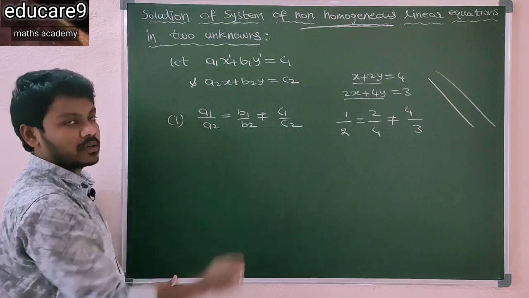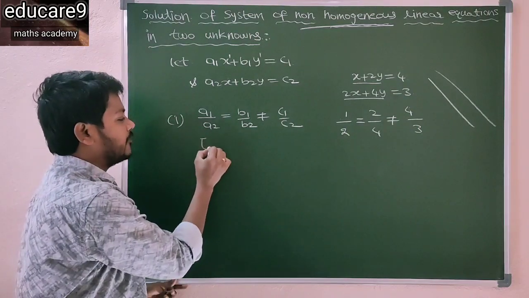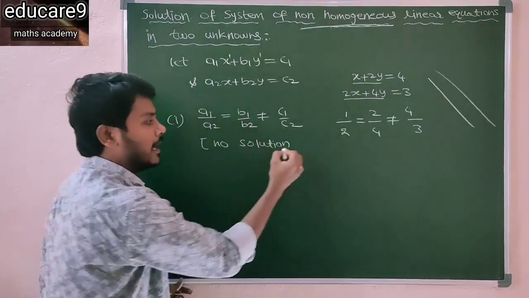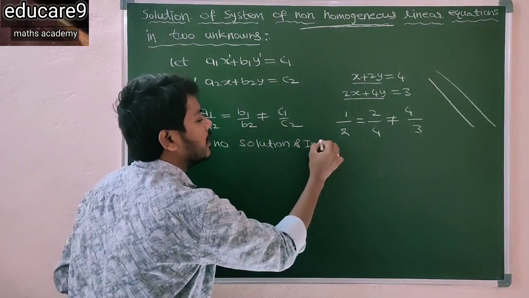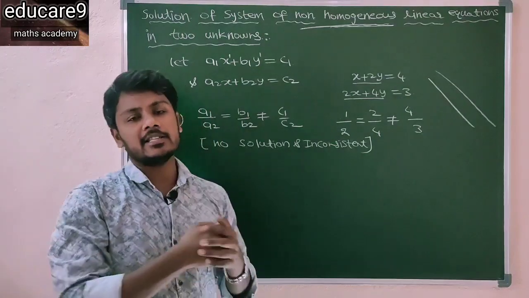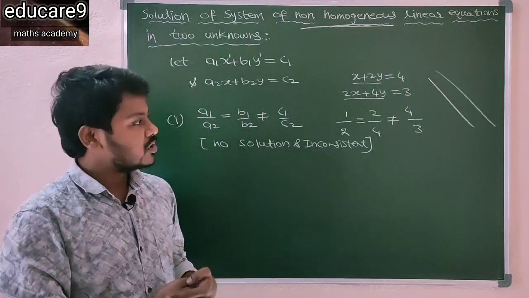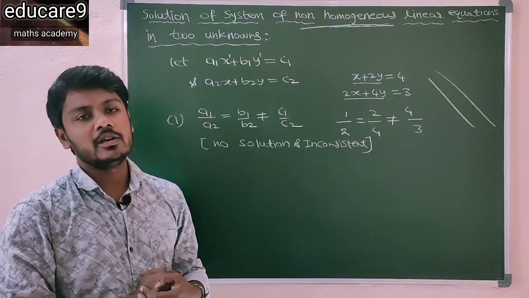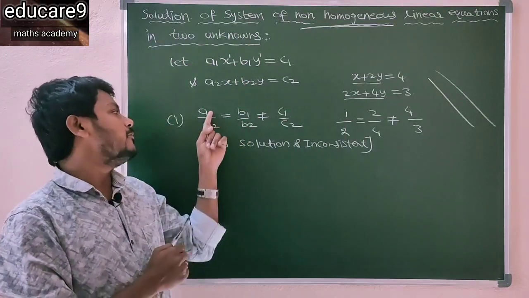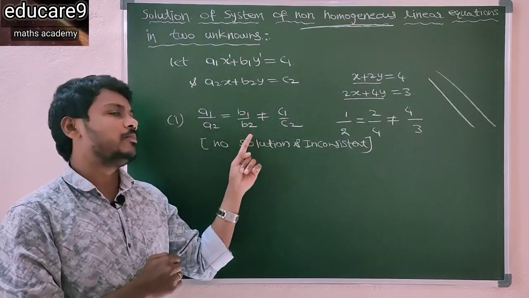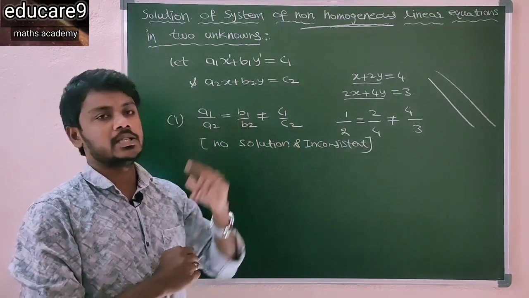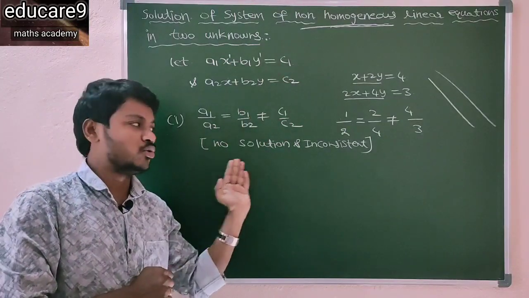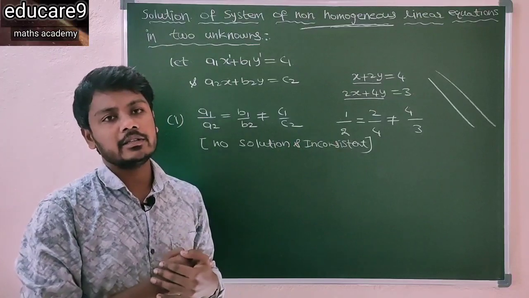So this is the first case. In this case, the system of equations has no solution and is inconsistent. If it has a solution, it is consistent. Clearly here the linear equations do not have a solution whenever a1 by a2 is equal to b1 by b2 and not equal to c1 by c2. So in this case the system has no solution and is inconsistent.